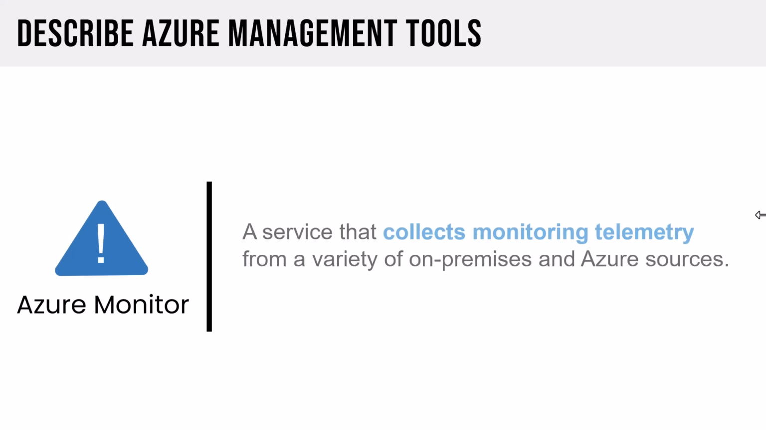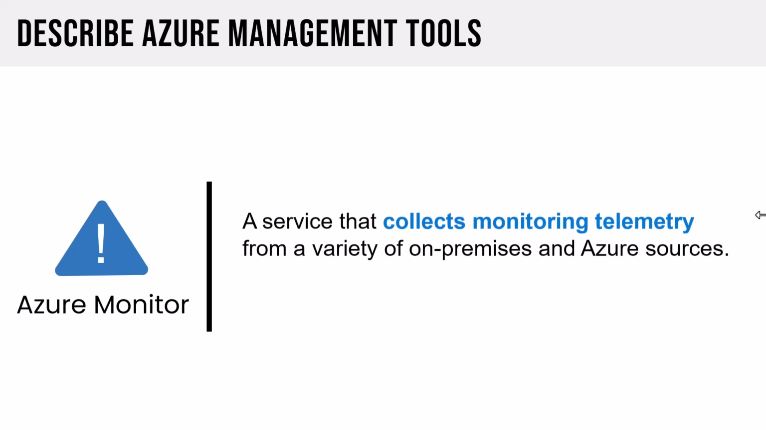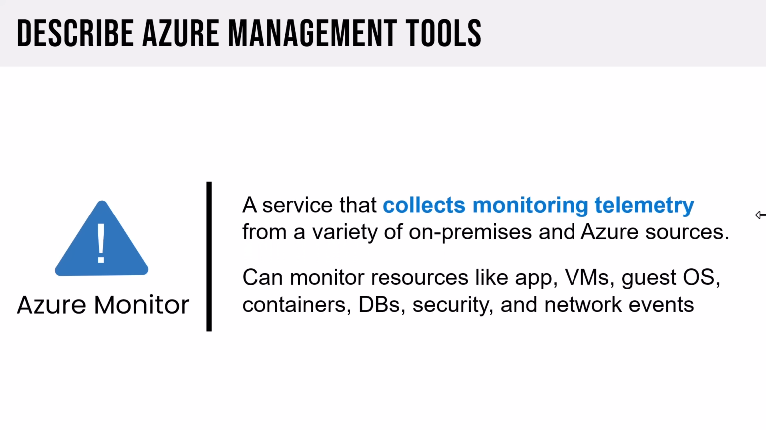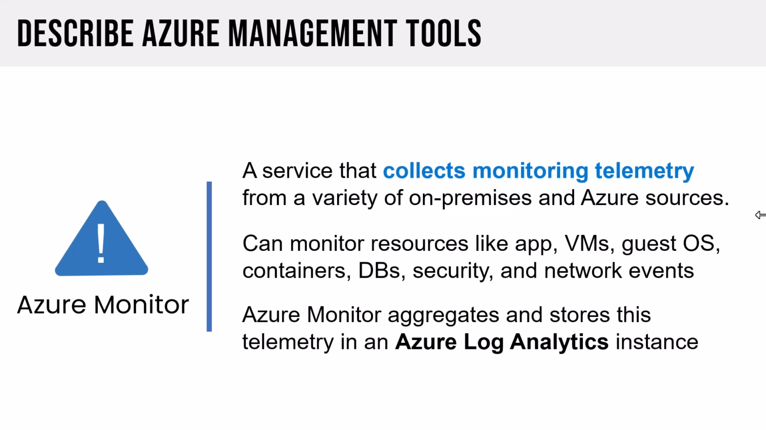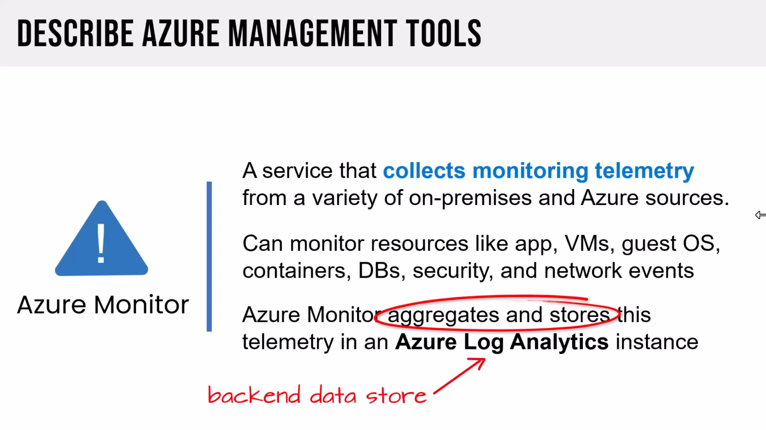Next we have Azure Monitor, which is a service that collects monitoring telemetry from a variety of on-premises and Azure sources and allows us to monitor resources like an app, VMs, our guest operating system, containers, databases, security, network events, and we can deploy an agent that allows us to leverage Azure Monitor not just in Azure and on-prem, but also in multi-cloud scenarios. So I could monitor VMs in AWS or Google Cloud Platform, for example. And Azure Monitor aggregates and stores this telemetry in an Azure Log Analytics instance. That's the back-end data store. We'll actually take a look at Log Analytics here in just a moment.